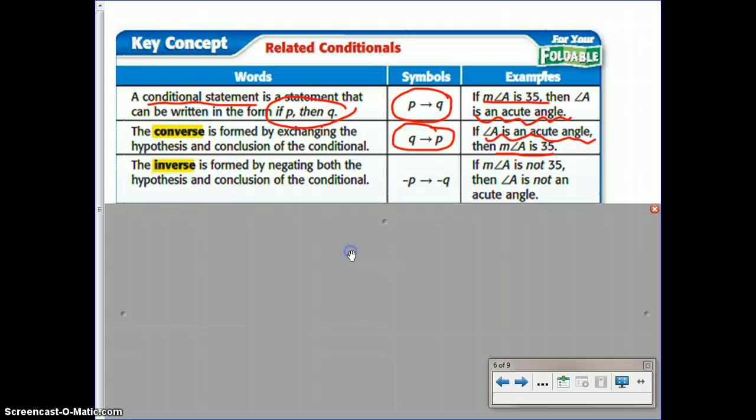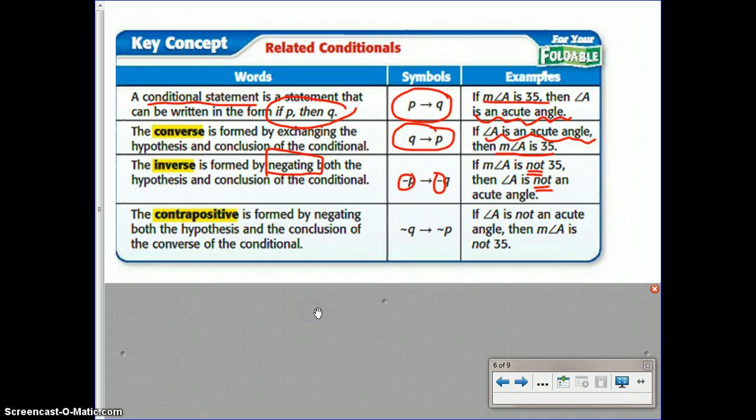The inverse is formed by negating both the hypothesis and the conclusion, so making them opposite. So if the measure of angle A is not 35, then angle A is not acute. And the contrapositive is formed by negating both the hypothesis and the conclusion of the converse of your original conditional. So not Q, then not P. So if angle A is not acute, then it is not 35.